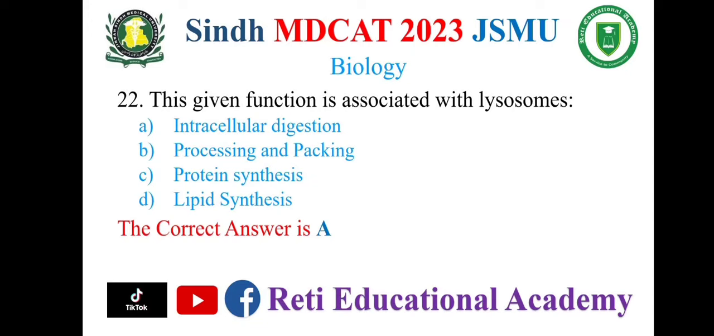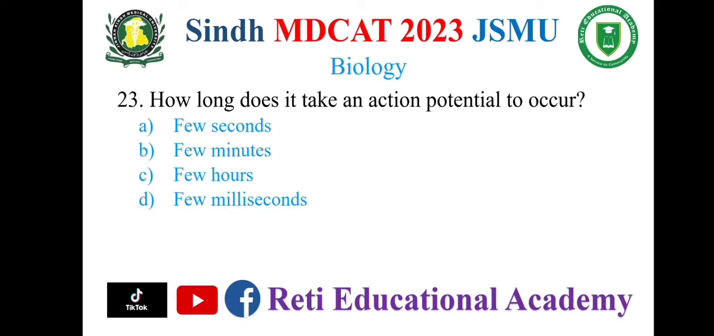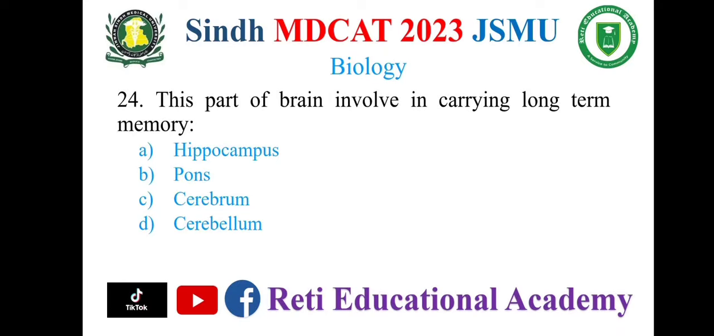Intracellular digestion. Question number 23. How long does it take an action potential to occur? A. Few seconds. B. Few minutes. C. Few hours. D. Few milliseconds. And the correct option is D. Few milliseconds.